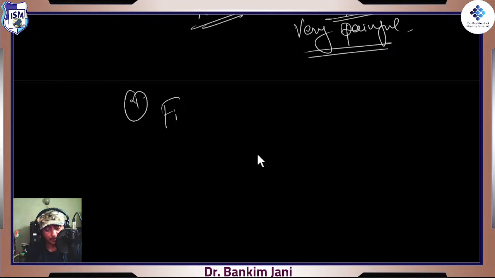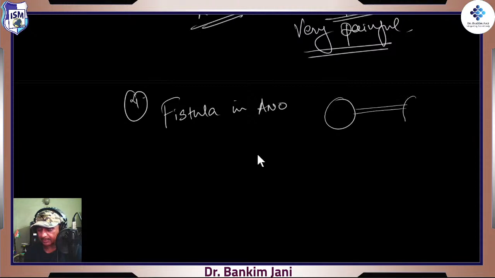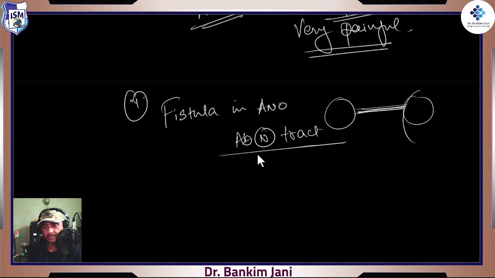Then comes the word fistula. Whenever the word fistula comes, fistula in ano, that means two cavities are connected. These could be two closed cavities, or one open environment. Any of those are called the fistula. So it is like an abnormal track between two cavities, or between one cavity and the exterior.